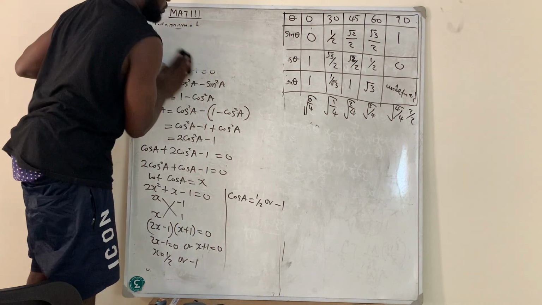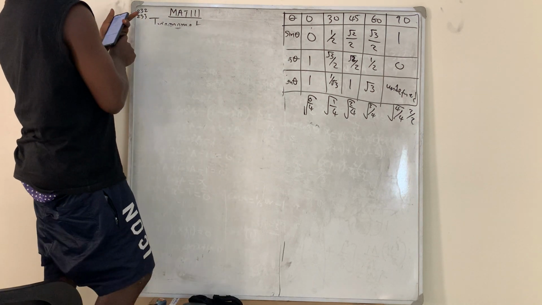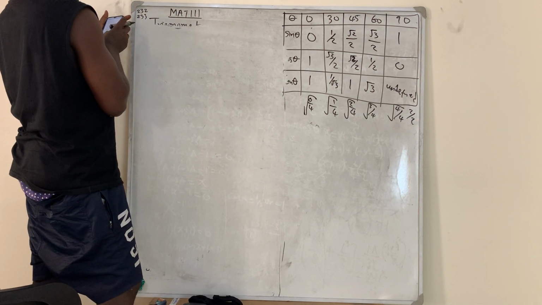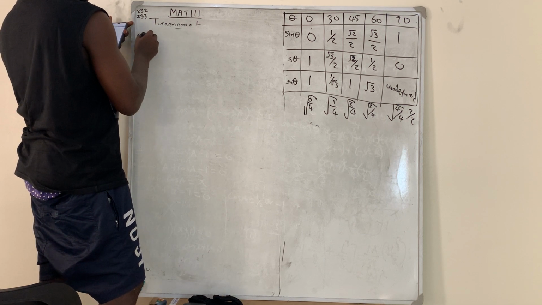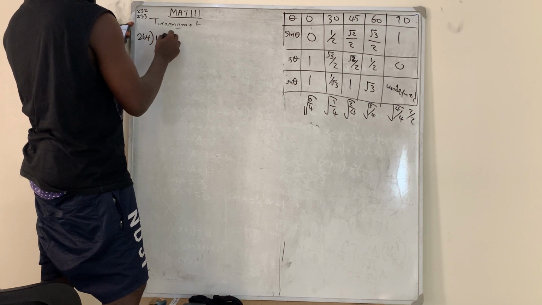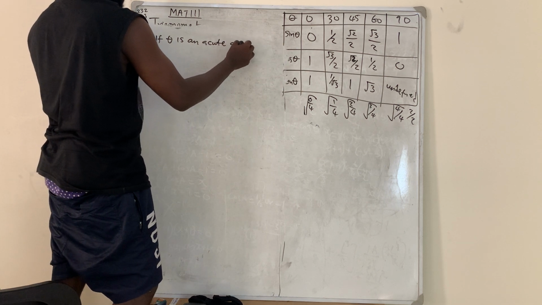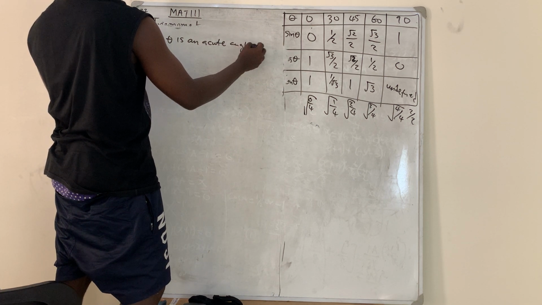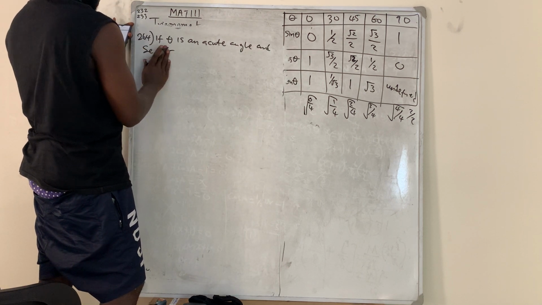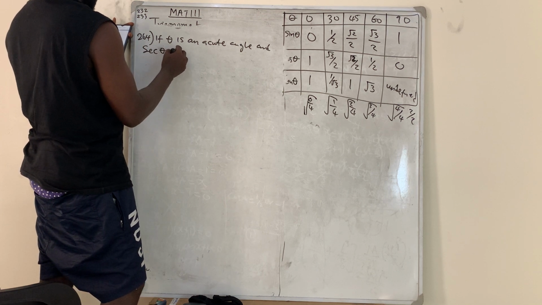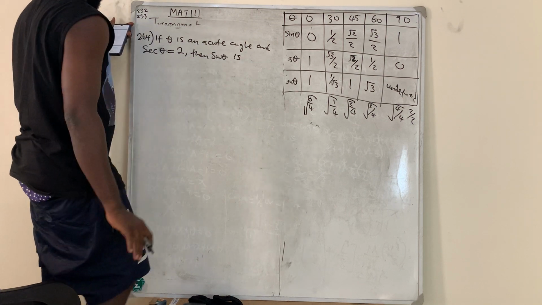So we'll move to the next question, which is question number 264. Question number 264 said, if theta is an acute angle and sec theta is equal to 2, then sine theta is?